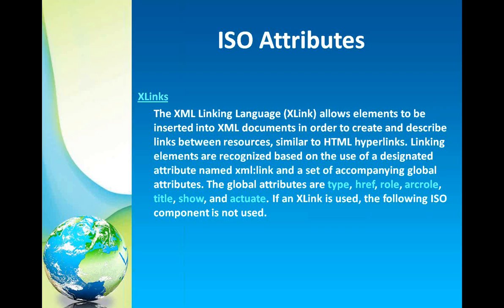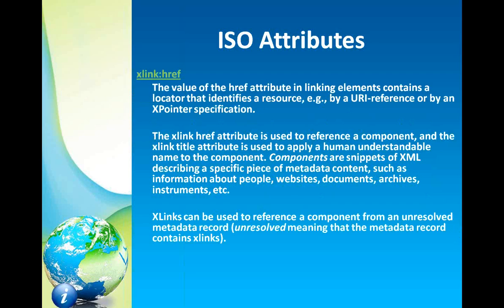If an X-link is used, the following ISO component then is not used, because what you're doing is linking out to an external document. All right, the value of the href attribute in linking elements contains a locator that identifies a resource by a URI reference or by an X-point specification. The X-link href attribute is used to reference a component, and the X-link title attribute is really used to apply a human understandable name to that component.